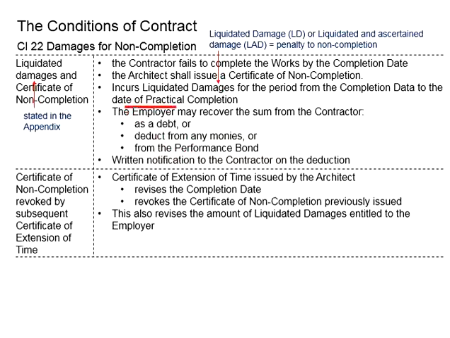When the employer is deducting money as liquidated damages, written notification should be given to the contractor. It is so that the contractor is aware that the relevant deductions are actually due to the liquidated damages.